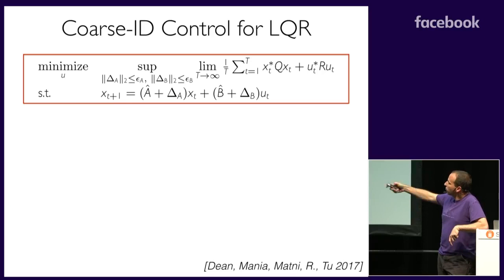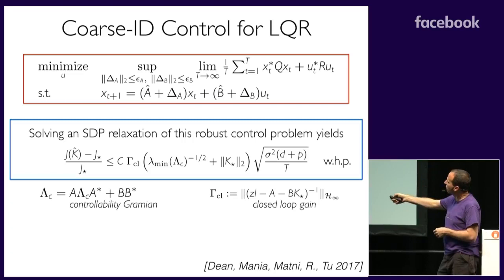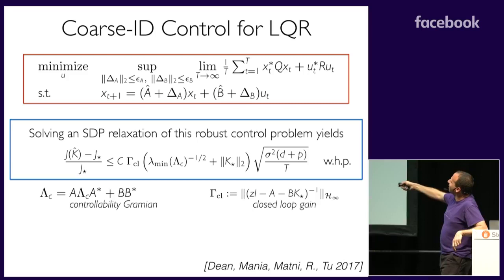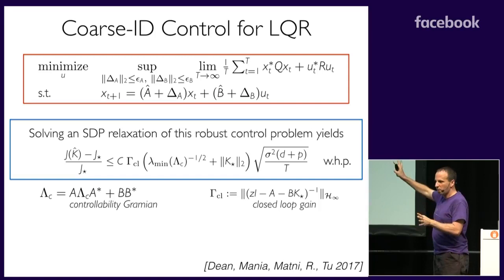And it turns out that if you solve a relaxation of this robust optimization problem, you actually get that the error for the controller that I predict, minus the best thing you could ever do if you knew the model, divided by the best thing you could do if you knew the model, so this is a relative error, scales as some constants times (d plus p) over T. So this was exactly what we hoped for by writing down what would be maybe the best case for model-based RL. That part we do get.